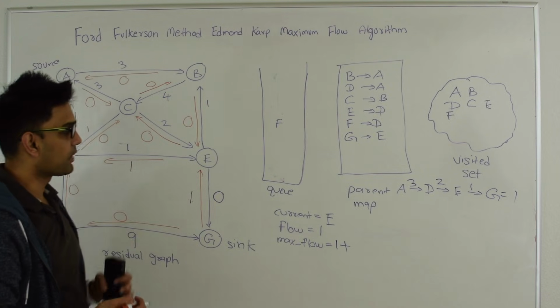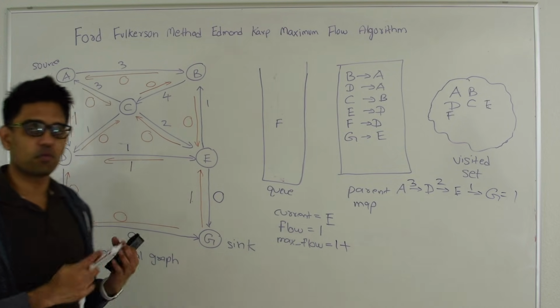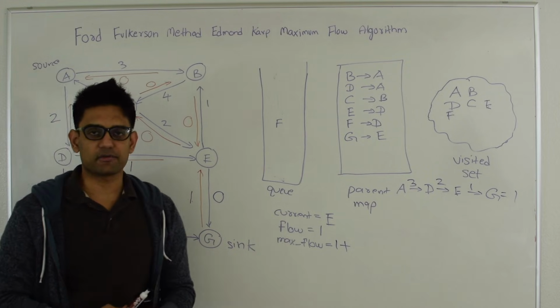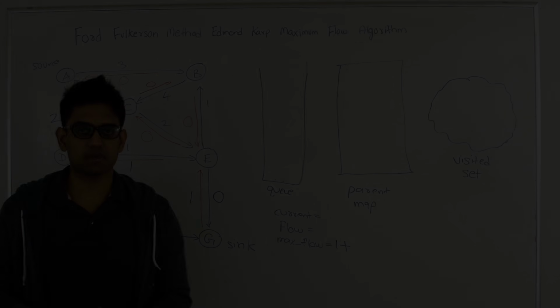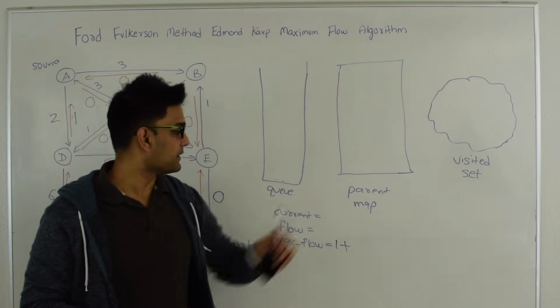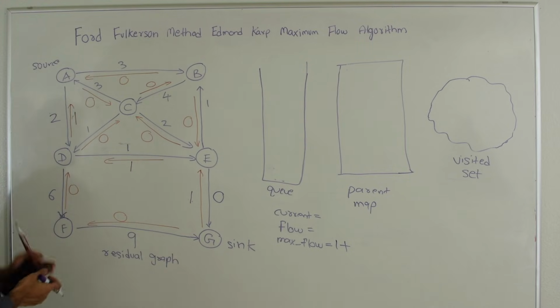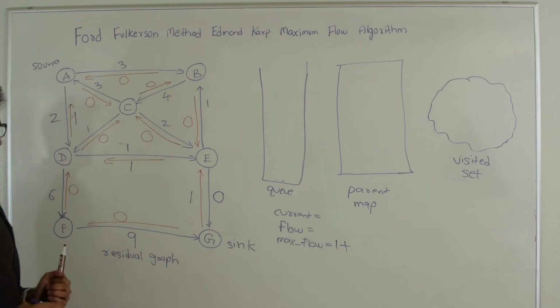So this is our one iteration and one augment. This is how we found one augmented path from A to G. So let's continue looking for more augmented paths from source to sink similarly. I have cleared up my queue, map and visited set for starting a new BFS. So let's find another augmented path from A to G in this updated residual graph.